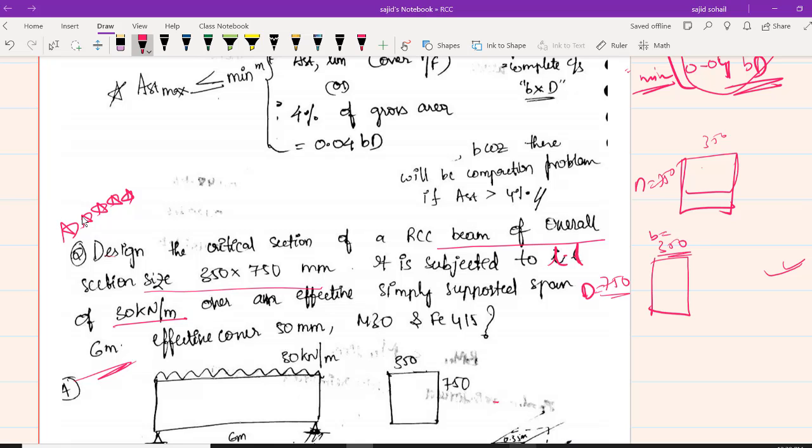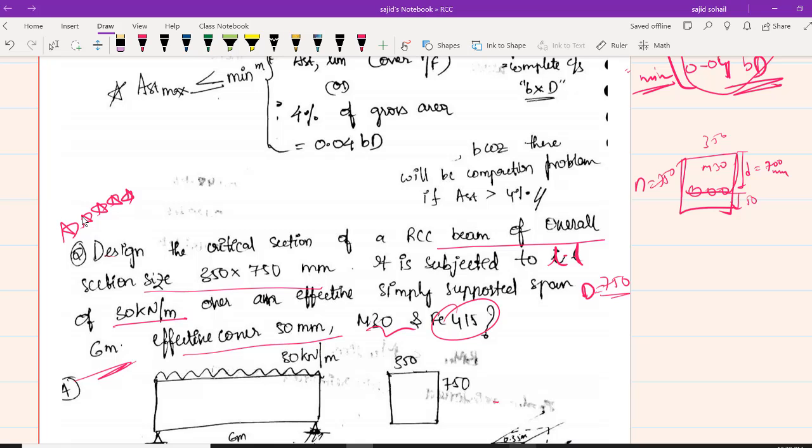He is saying this is what concrete? M30 concrete. And what is the steel you are using? Fe415. What is the steel? Fe415. And good thing is he has given you effective cover also. ये value कितना है? 50 mm. So what will be your small d value? Small d value will be 750 minus 50, which is 700 mm. 700 mm. End of story. Everything you got it right.